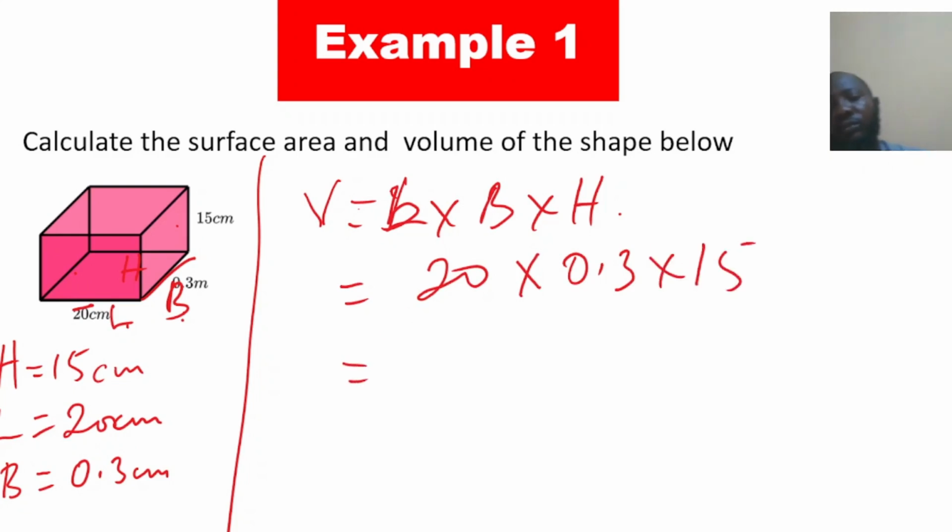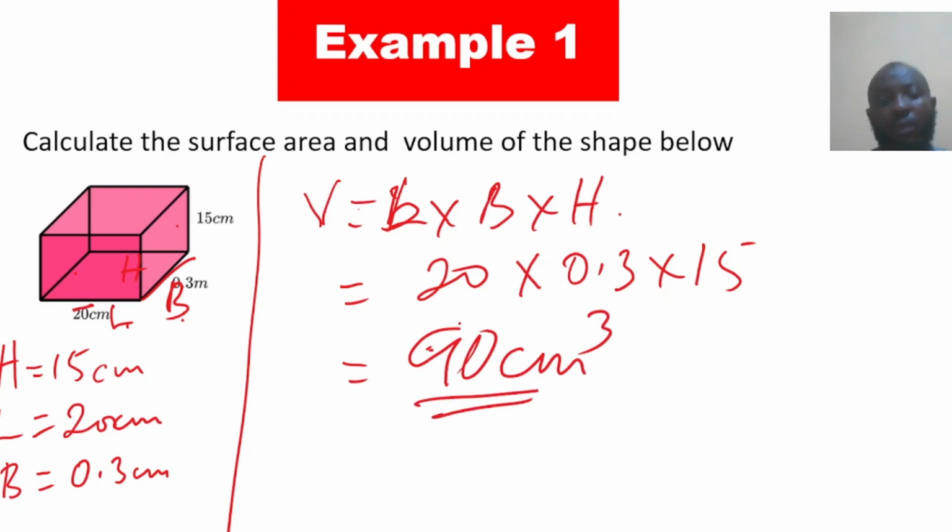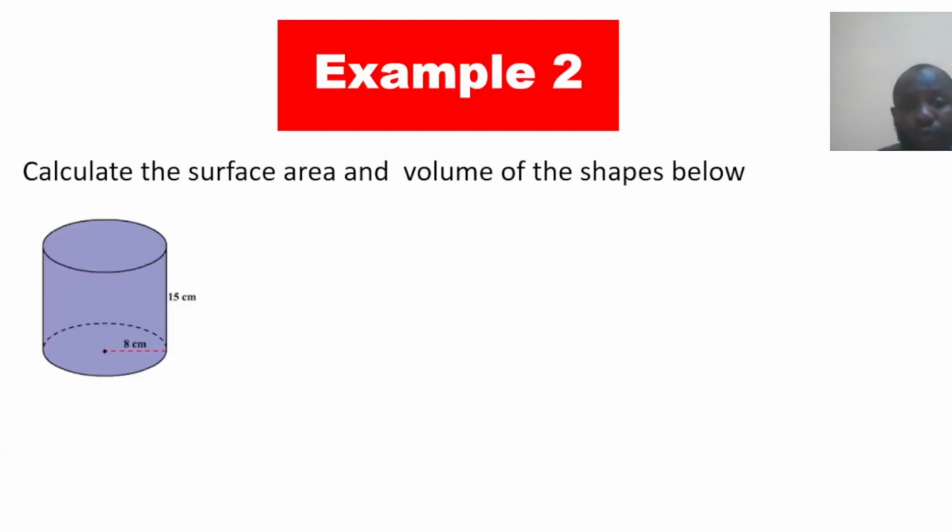So this is going to give us 20 times 0.3 times 15. So that gives us 90 cubic centimeters. It's going to be cube. All right, go to example 2.